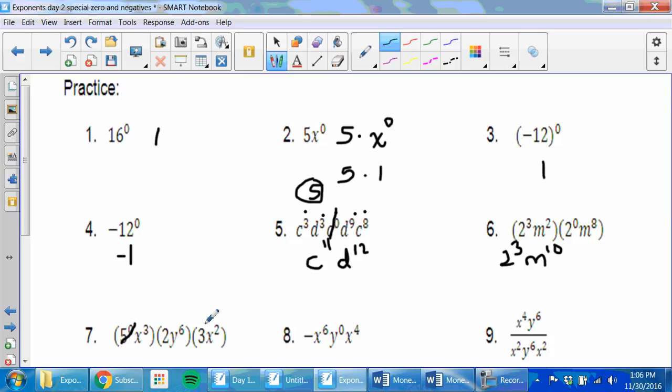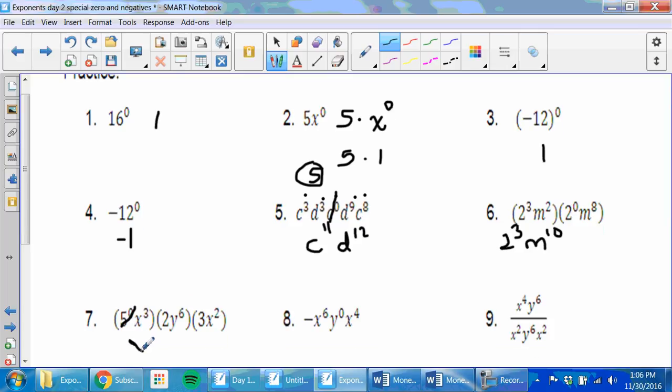I got x to the 3rd times x to the 2nd. I add my exponents. That's going to get me x to the 5th. And in front of that, I'm going to write this 2 and the 3. 2 times 3, that's going to get me 6. I'm going to multiply my big numbers and leave it out front. And then that's going to leave me y to the 6th at the end.